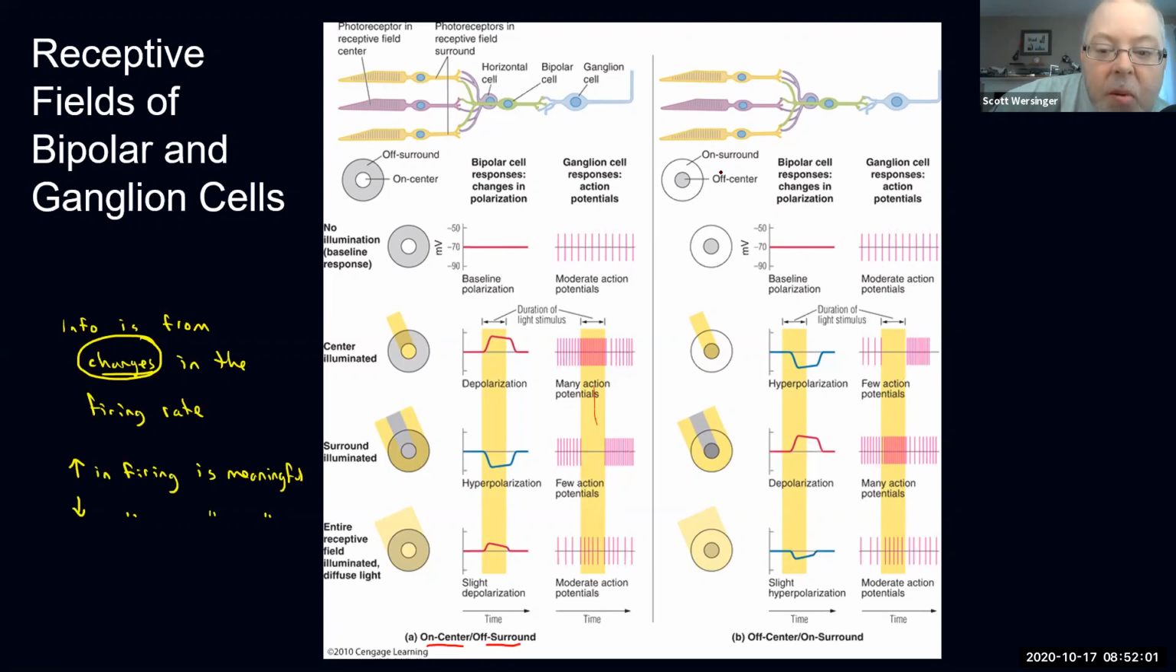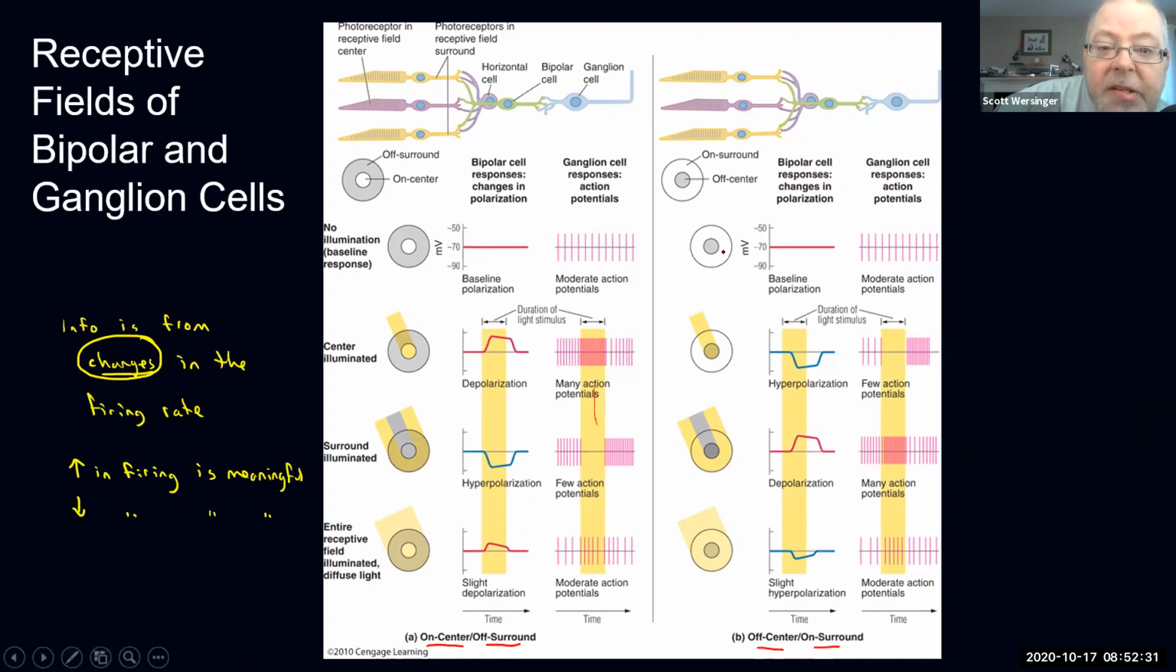All right, so now here we have a different retinal ganglion cell with a different arrangement. Here we have off center, on surround. So now, in this case, as the name implies, when light hits the center, it's going to inhibit things. When light hits the surround, it's going to excite things. Again, we're looking at the same setup, bipolar cells, retinal ganglion cells.